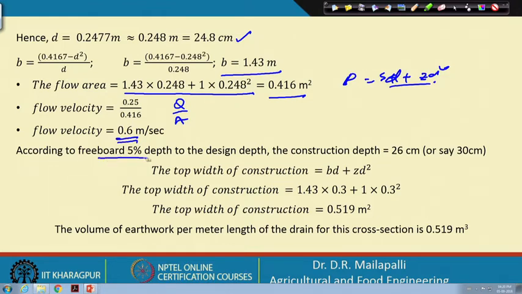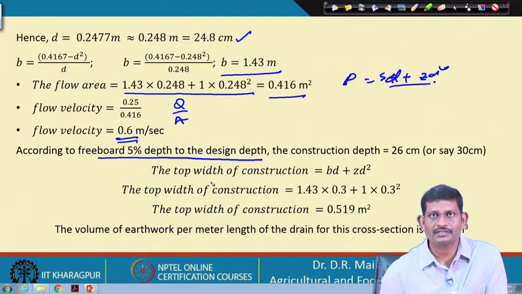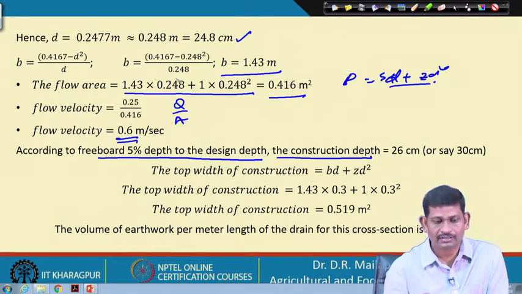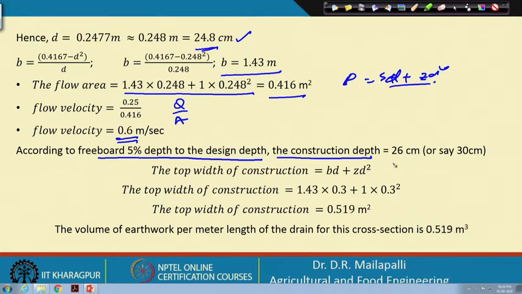According to the freeboard, a 5% depth is to be added to the design depth. You have to increase the freeboard because this is really important. When there is siltation, the water level definitely rises, so we need to accommodate that rise by giving a 5% freeboard. Generally for soil conservation structures it will go up to 20%. Now depth D is equal to 24.8, so considering the 5% freeboard, it is about 26 centimeters; you can go up to 30 centimeters, say.